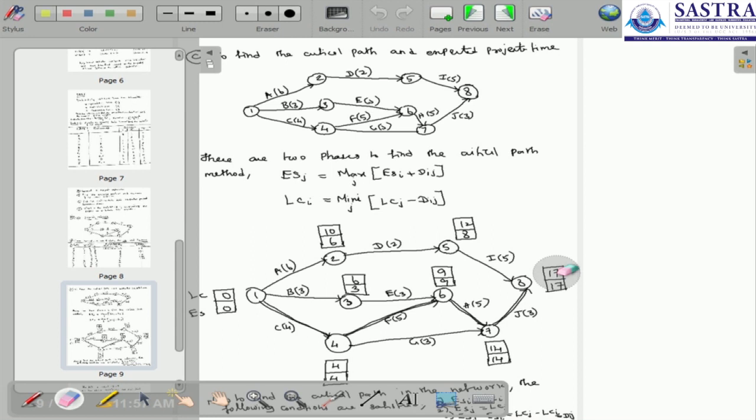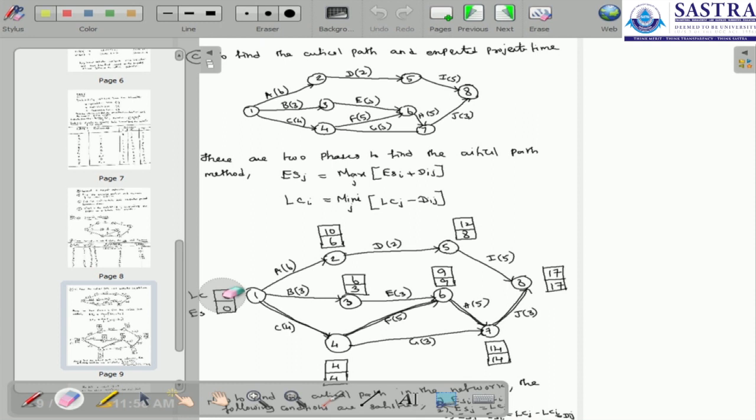In the same way, we calculate the latest completion time through every node and activity. So here it is 17, here it is 14, here it is 12, here it is 9, here it is 6, here it is 4, here it is 10, and here it is 0, for the latest completion time. Through the latest completion time and the earliest start time, we can find the critical path.